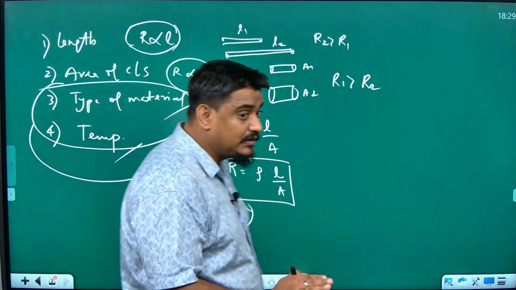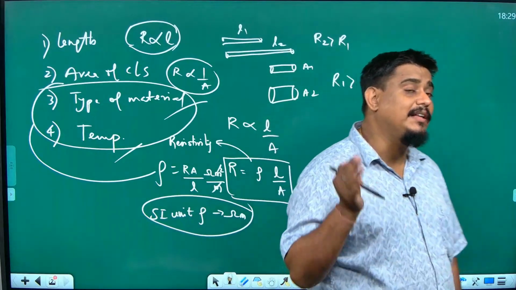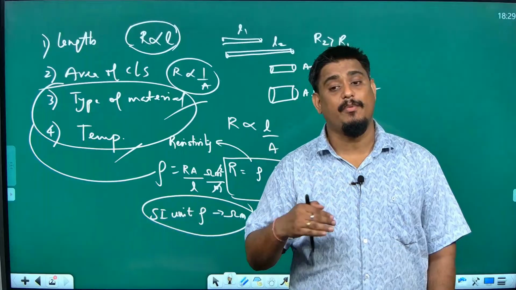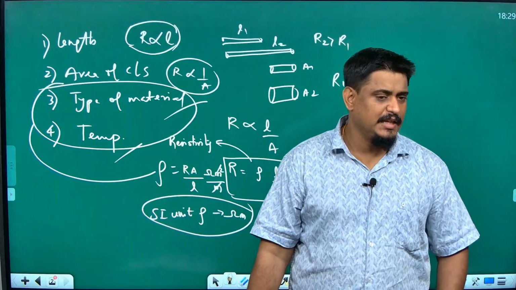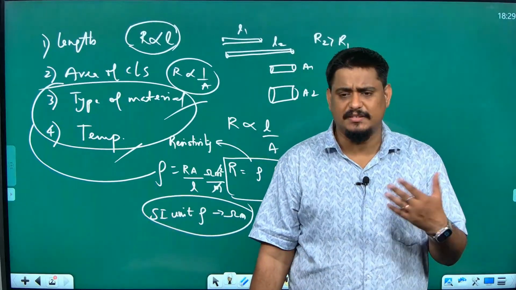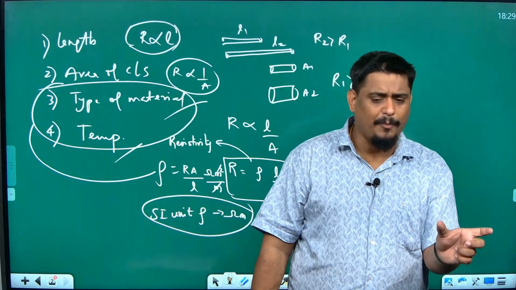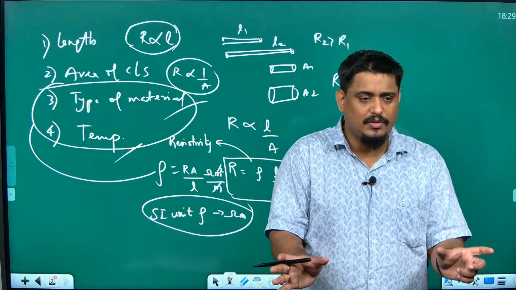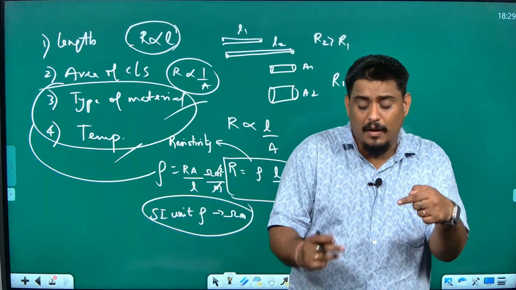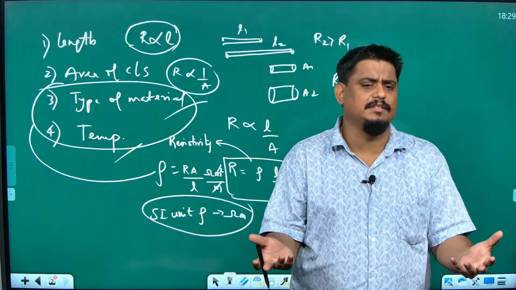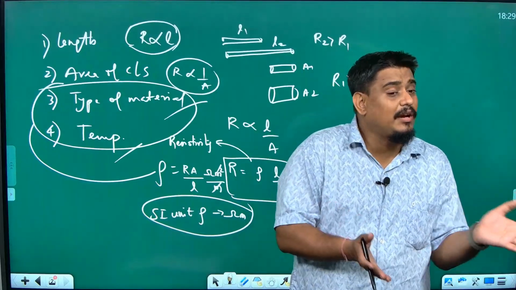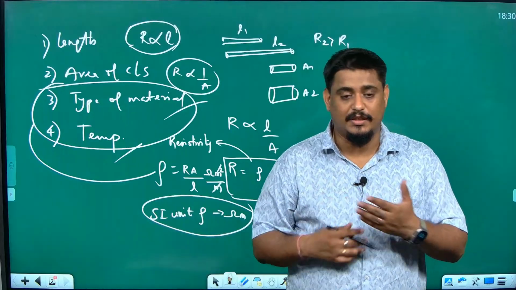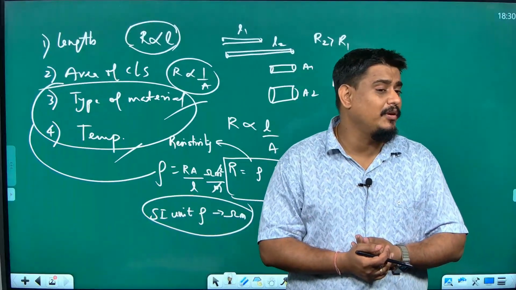That is the reason why we classify the materials based upon resistivity and not based upon resistance. If I start classifying materials based upon resistance, then 1 meter of copper and 2 meter of copper have different resistance. 1 centimeter square of copper and 1 millimeter square of copper have different resistance. So, we cannot classify the materials based upon resistance.